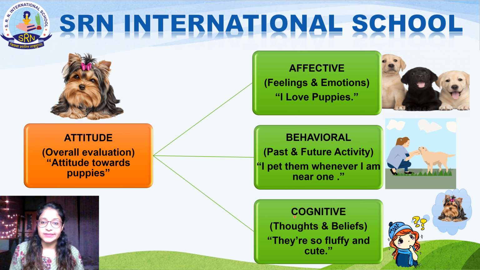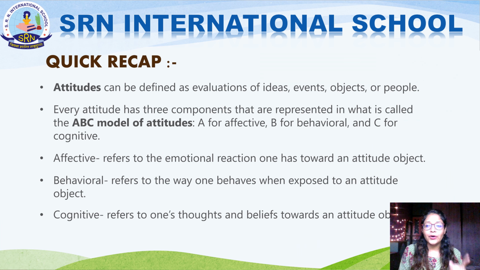Third is cognitive, which refers to the thoughts and beliefs towards your attitude object. For example, here they are so fluffy and cute. So now this is my cognition, my perceptions towards my attitude object. I hope you are clear with it.